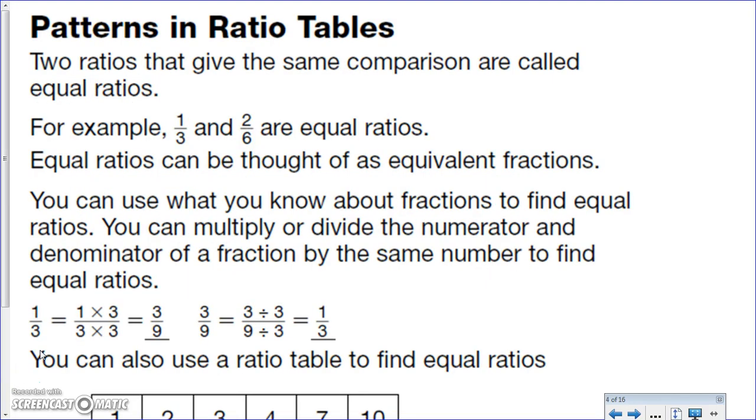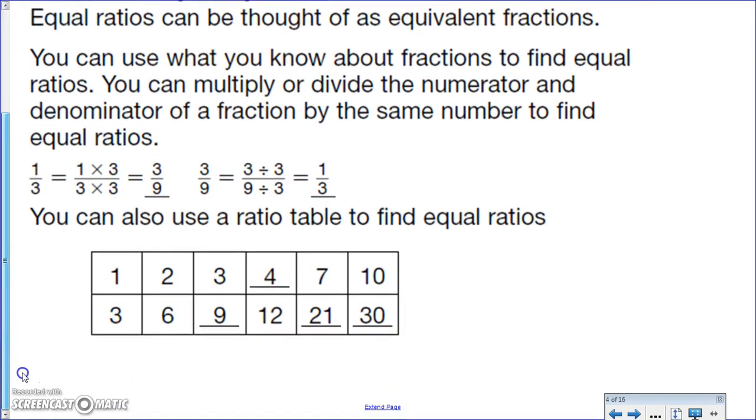Patterns in ratio tables. Two ratios that give the same comparison are called equal ratios. For example, 1/3 and 2/6 are equal ratios. Equal ratios can be thought of as equivalent fractions. You can use what you know about fractions to help find equal ratios. You can multiply or divide the numerator and denominator of a fraction by the same number to find equal ratios.